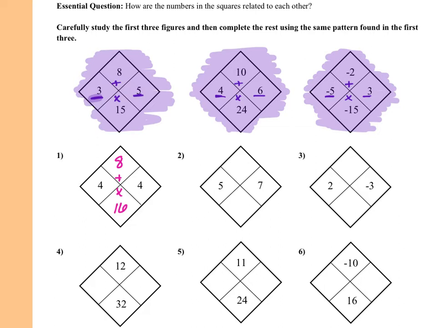Not too bad? So now we're going to do the same thing for number 2, right? So I'm going to add to get the top number and multiply to get the bottom number. So 5 plus 7 is 7, 8, 9, 10, 11, 12. And 5 times 7 is 35. Very good, you guys.